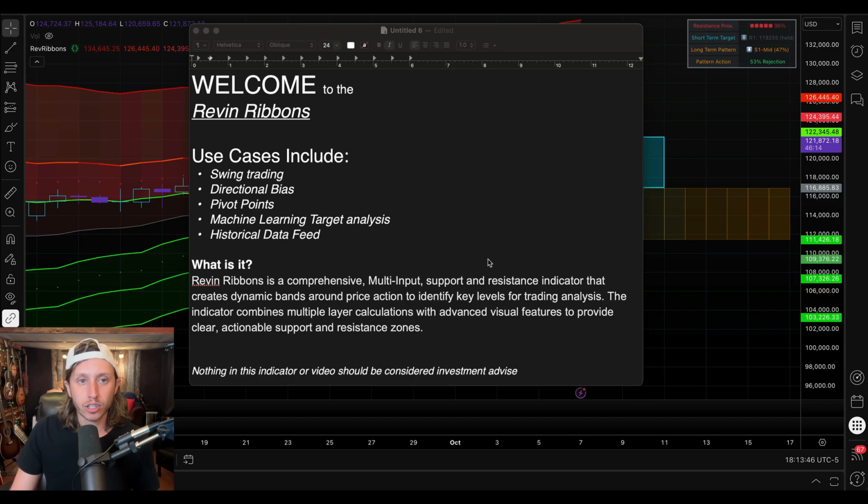In this video, we are looking at the REVIN ribbons. This is the base indicator in the ribbons suite, the indicator upon which all other indicators are built, and a bit more on the complicated side, but default settings for this indicator just work like magic for me. I love it. So let's jump into the indicator itself, and then we'll go through all of the customizable options.